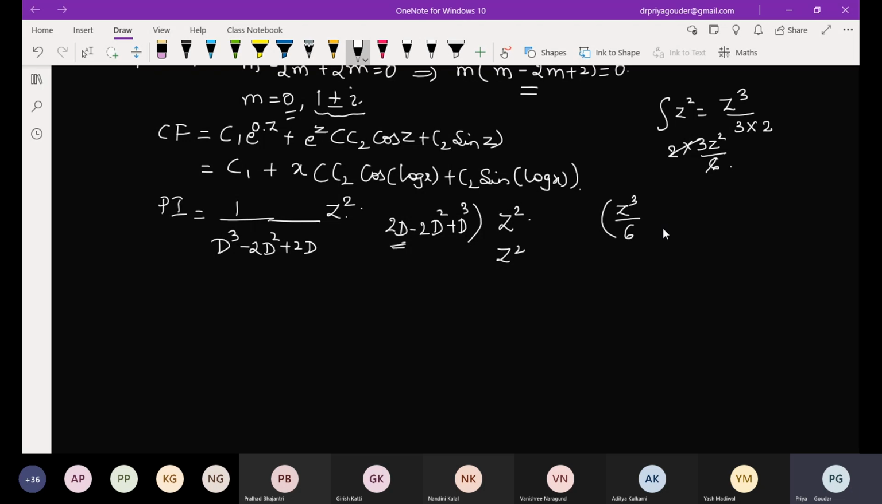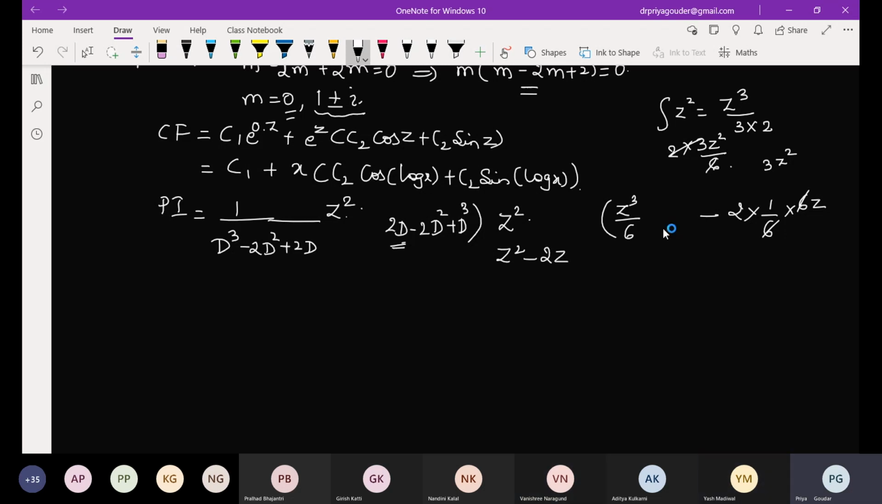Now we'll not get only one term, we'll get 3 terms here. Next, minus 2 into second order derivative of z cube by 3. Okay, so 1 by 6 I'll take out. What is the first order derivative of z cube? 3z square. What is the second order? 3 2s are 6z. So this 6 and 6 will go. What will we get? Minus 2z.